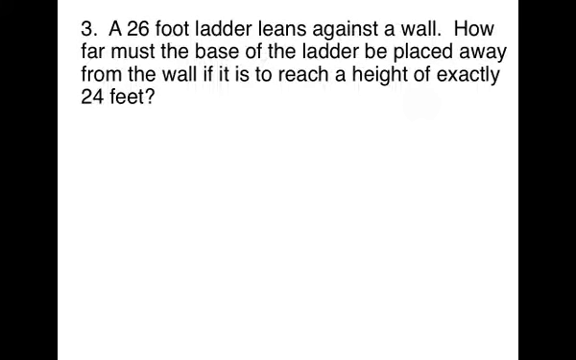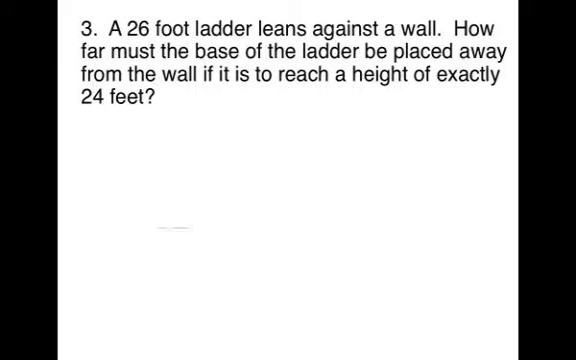Number 3, a 26-foot ladder leans against a wall. How far must the base of the ladder be placed away from the wall if it is to reach a height of exactly 24 feet? So how might this be useful if you decide you want to be a window washer and you need to put the ladder right below the window so you can wash it? If you don't put it in the right spot, you won't be able to reach the top of the window. And if you put it too close, you might end up hitting the window and breaking the glass and getting fired. That's not a good thing.